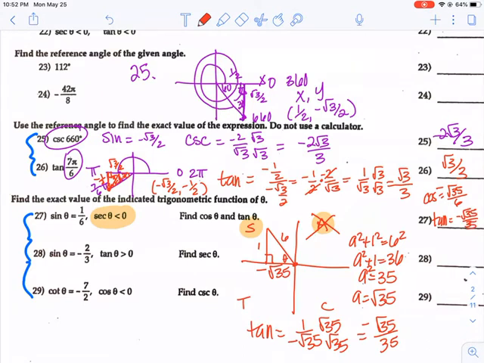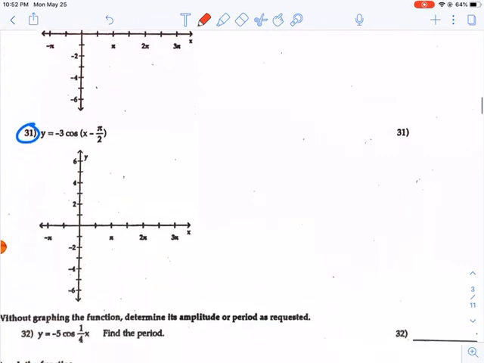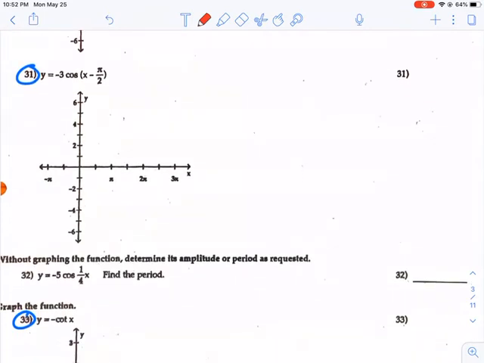Okay, so for 28 and 29, same thing. Draw the triangles. Figure out what quadrant to go in. Set up your right triangles. Okay, graph. Let's take a look at the graph. So this is -3 cosine (x minus pi over 2). So you need to know what the base graphs look like, and then we'll see what's going on here.